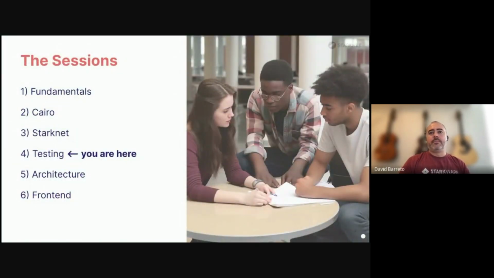Just to recap, session 1 was about fundamentals on Starknet and Cairo. In session 2, we solved Starklings live to understand more about the Cairo syntax. Session 3 was a deep dive with Pierre, who showed how to create a smart contract from scratch using Scarb, Starklight, and Katana for local development. Today is all about testing. Session 5 is going to be architecture, and session 6 is going to be front-end.